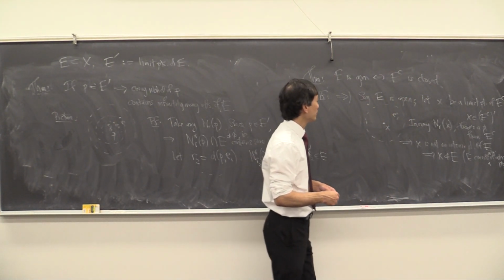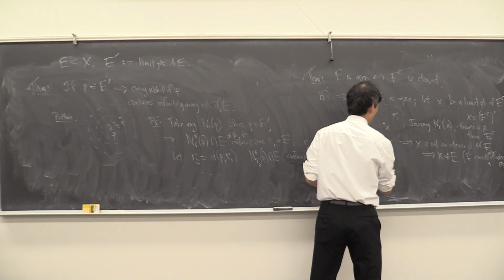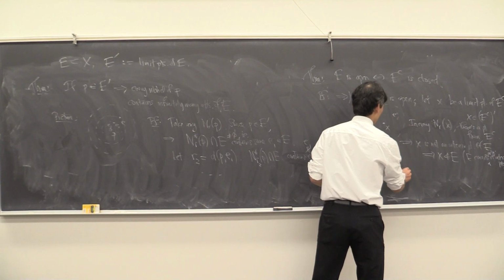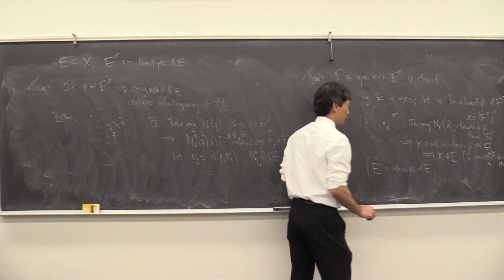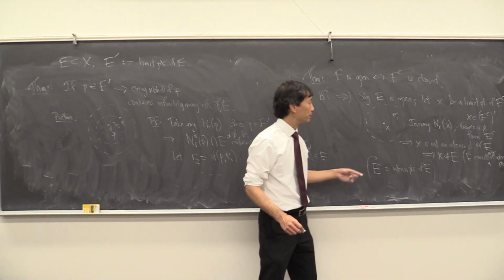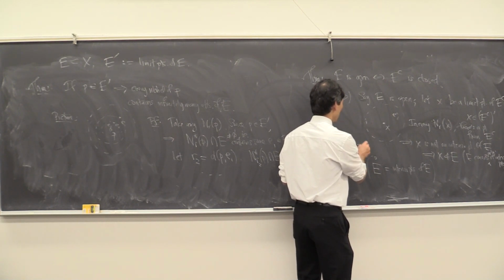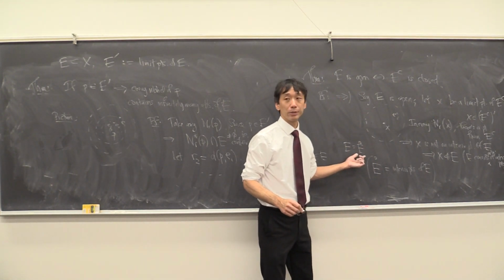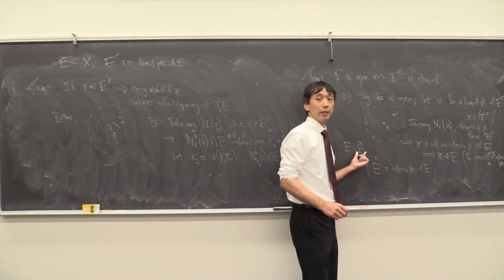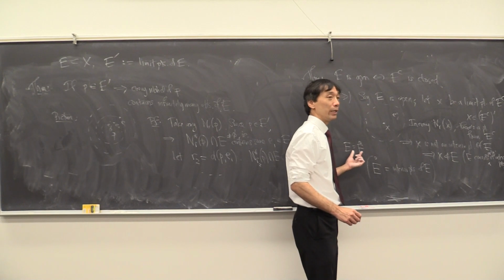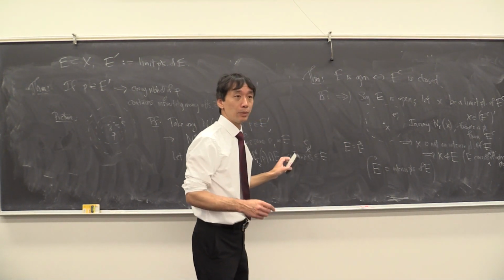Okay. Maybe I'll introduce another notation. People use this to denote the interior, the set of interior points of E. So to be open means that you are equal to all your interior points, right? And what we're saying here is X is not an interior point of E, so it's not in E. Is this okay?